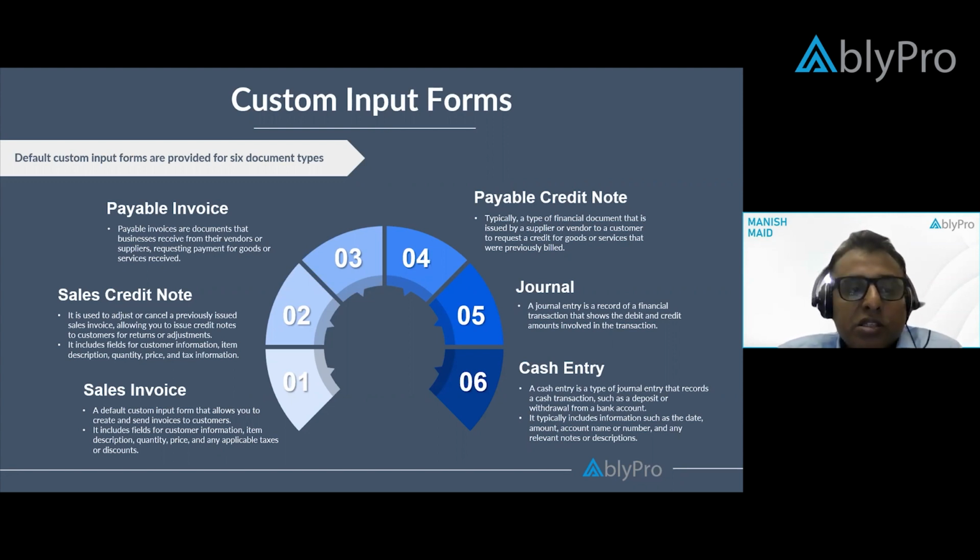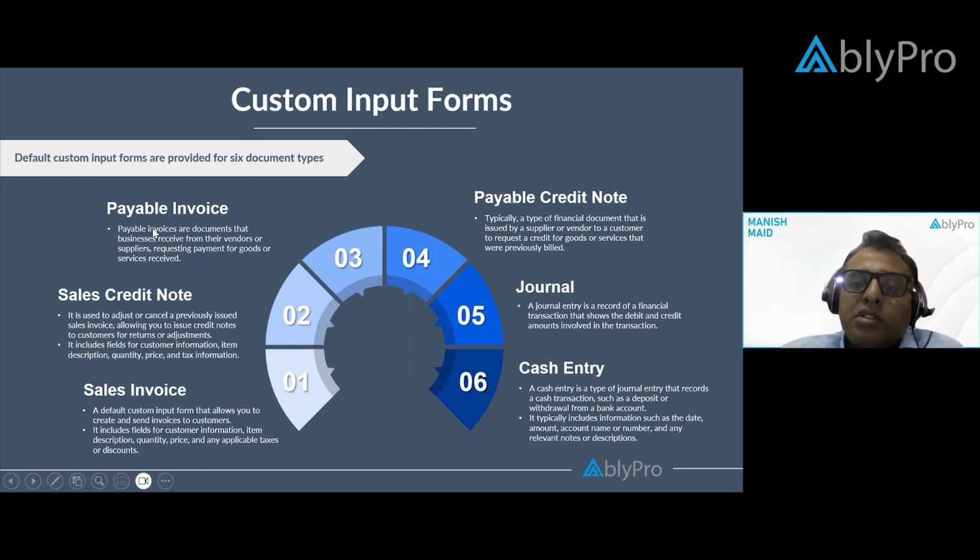So after sales invoice, we have another page called sales credit note. It is used to adjust or cancel a previously issued sales invoice, allowing us to issue credit notes to customers for returns or adjustments. It includes fields for customer information, item description, quantity, price, and tax information. Similarly, we have payable invoice. Again, the same structure can be followed for payable invoice also. We can have different payable invoice pages which can be mapped to different companies. Payable invoices are documents that a business receives from its vendors or suppliers requesting payment for goods or services.